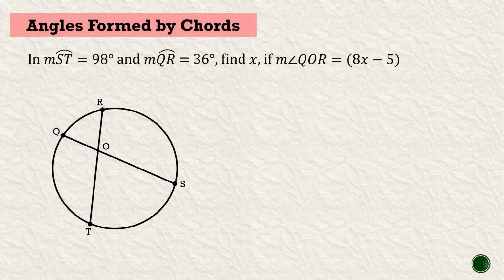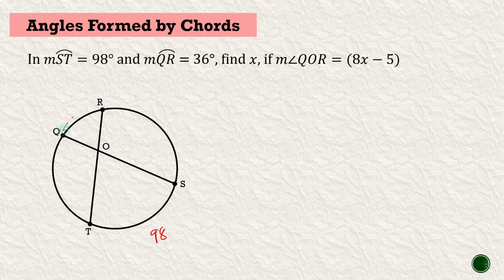Here we have arc ST, which is given, and that's 98 degrees according to the problem. Arc QR is 36 degrees. That's this one. Here we need to find the value of x. If this is 8x minus 5, what I'm going to do first is find the measurement of that angle. Are you with me? I want to know that first because that's going to give me the equation: 8x minus 5 is equal to that angle.